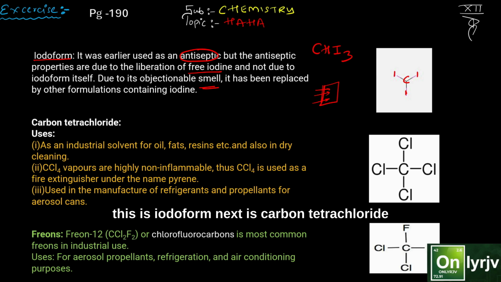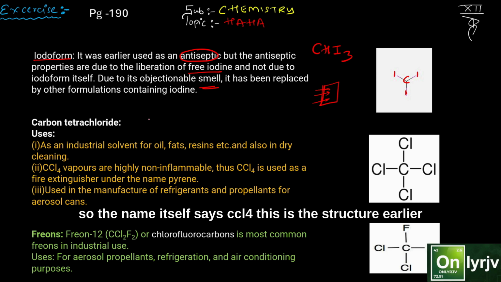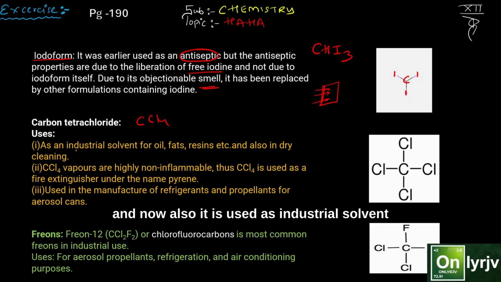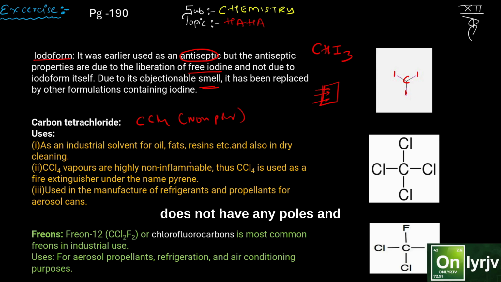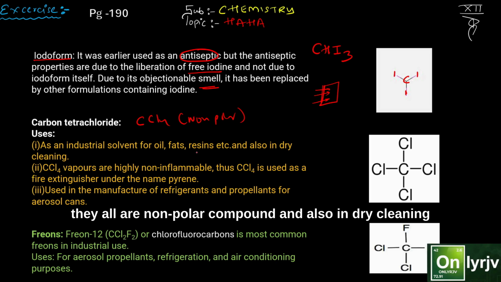So this is iodoform. Next is carbon tetrachloride. The name itself says CCl4. This is the structure. Earlier and now also it is used as an industrial solvent for oil. It is a non-polar compound. It does not have any poles, and the dipole moment is also zero. So we use it as a solvent for oil. Fat and resin, they all are non-polar compounds.